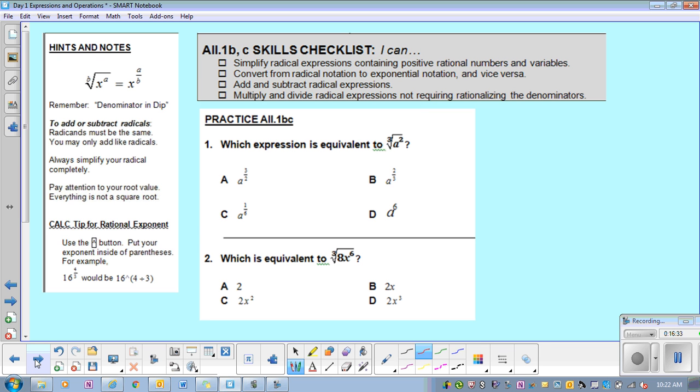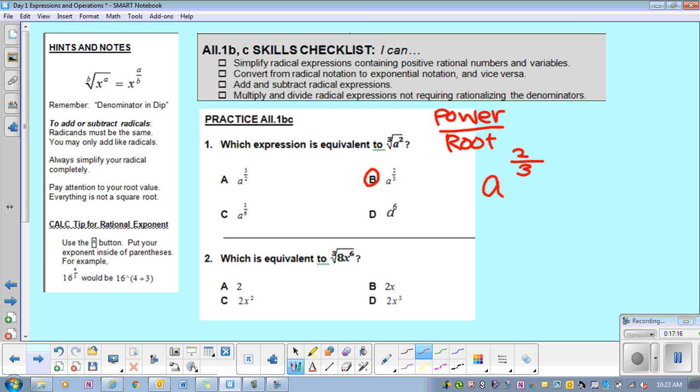So for this, please write down power over root. That's how you write it in the other form. A to the power over root. What is the power on that A? Is it the 2 or the 3? The power is the exponent on the A, so it's the 2. What is the root? 3. So this is a to the 2/3 power. It should be B.